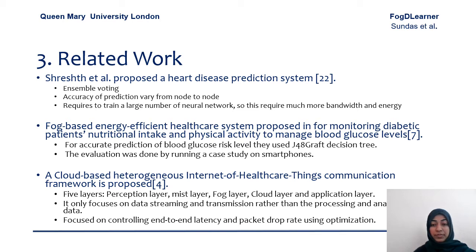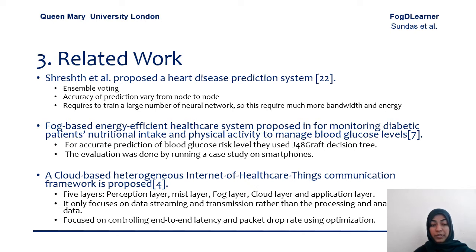Another system is proposed for monitoring diabetic patient nutritional intake and physical activity to manage blood glucose level. For accurate prediction of blood glucose risk level, they use J48 graph decision tree, and they did their evaluation using a case study on smartphones.